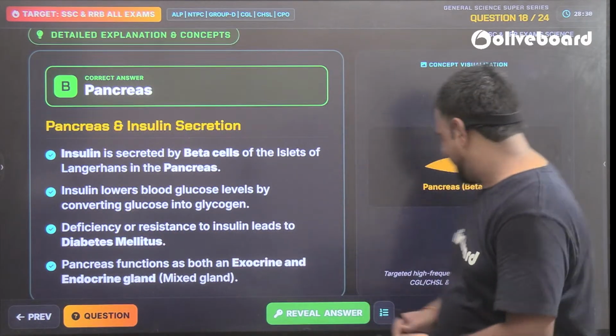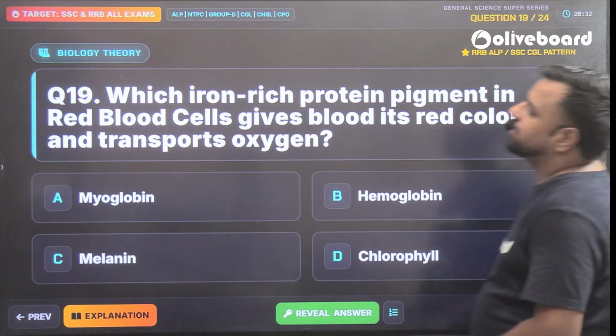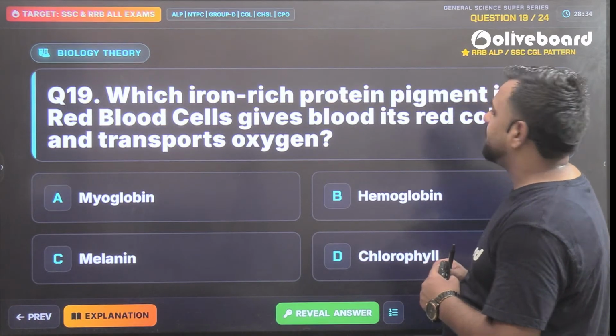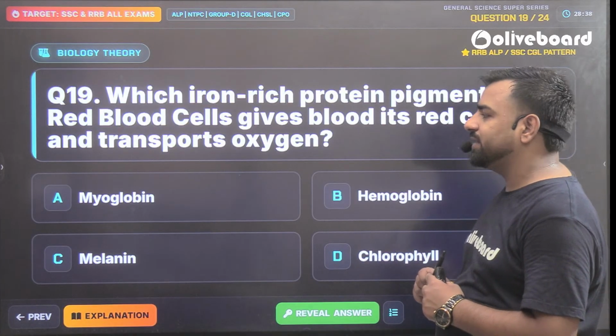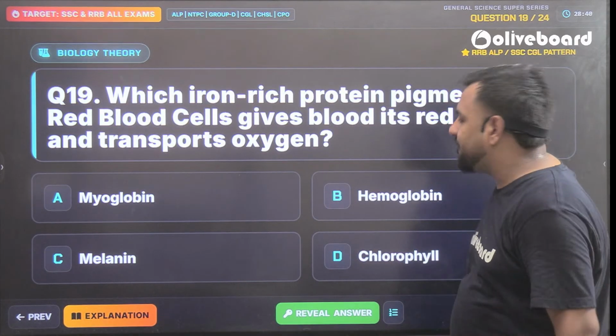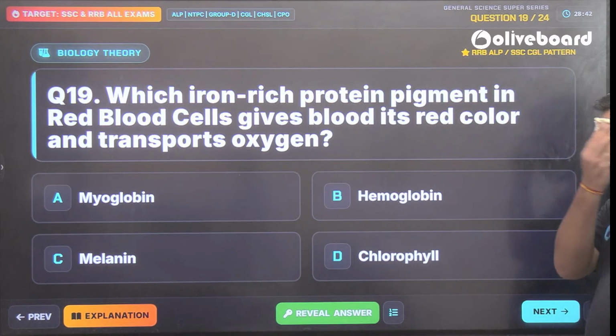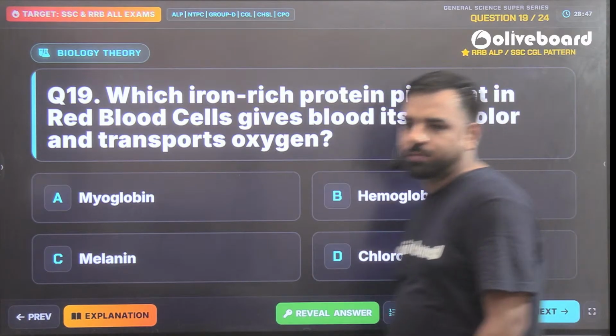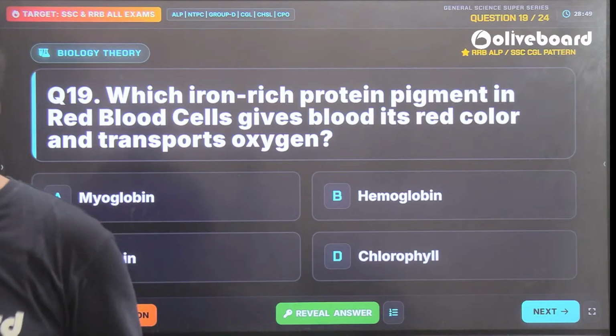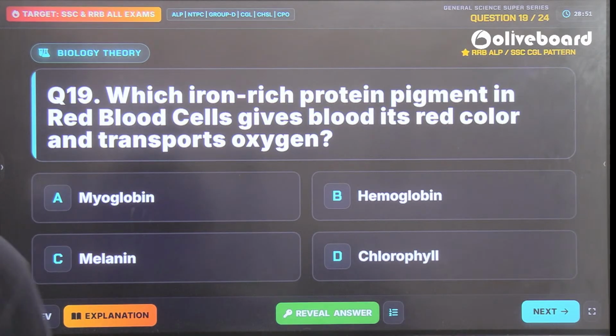Perfect. Next, what is the next question? Which iron-rich protein pigment in the red blood cell gives blood its red color and also helps in the transportation of oxygen? Is it myoglobin? Is it hemoglobin? Is it chlorophyll? Or is it hemoglobin? So you have four options. Let me check who is going to give the correct answer. Shubham, Manoj, Harry and Chaitanya. And that's very important, guys.